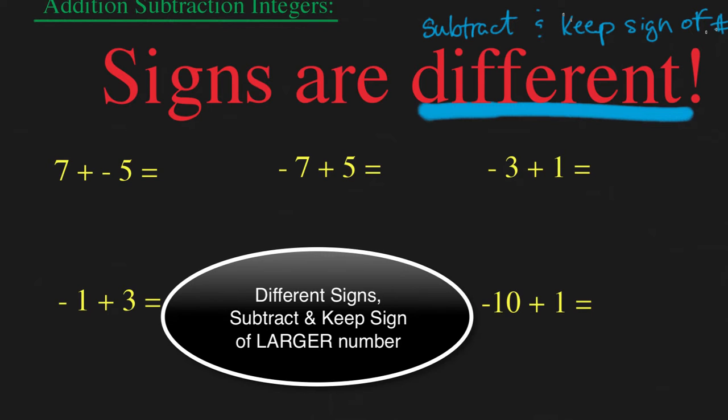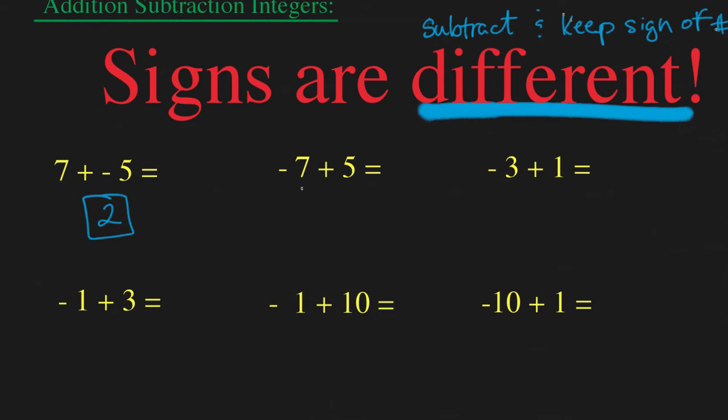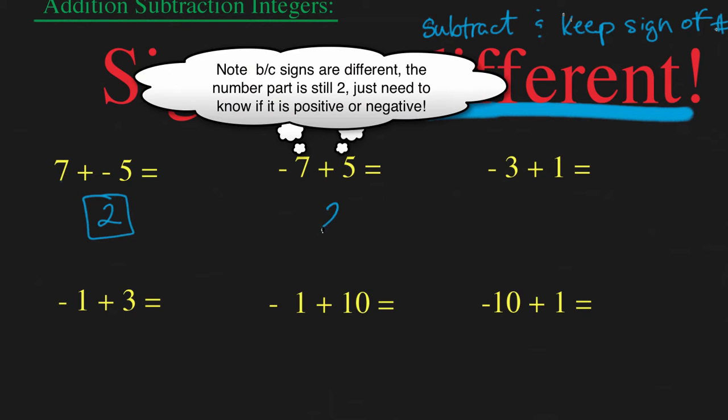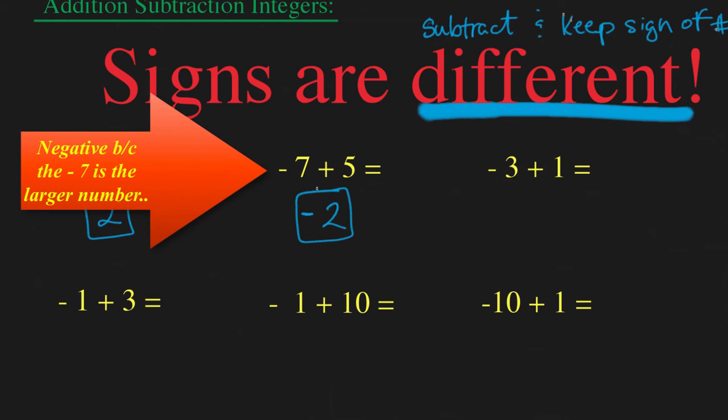Okay, so here we see the signs are different. One's positive, the other one's negative. So I take the difference between 7 and 5 is 2. Which one's larger, 7 or 5? Well, 7 is, and that's positive, so your answer is positive 2. Whereas in this scenario, the 7 was larger, the difference is still 2, right, between 7 and 5, but it's a negative 2 as our answer.